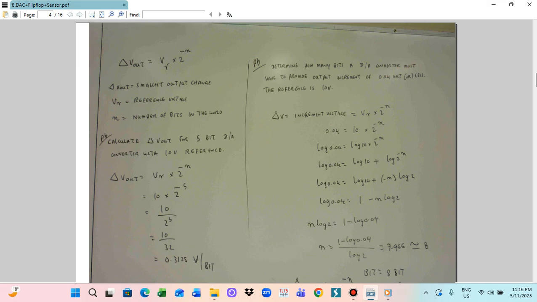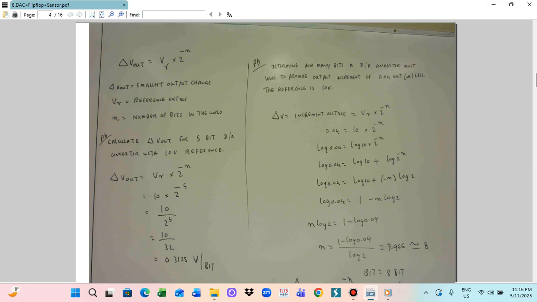And n is the number of bits in a word. So this is the equation: delta V out is equal to VR multiplied by 2 power minus n. Delta V out is the smallest output change, VR means the reference voltage, and n is the number of bits in the word.